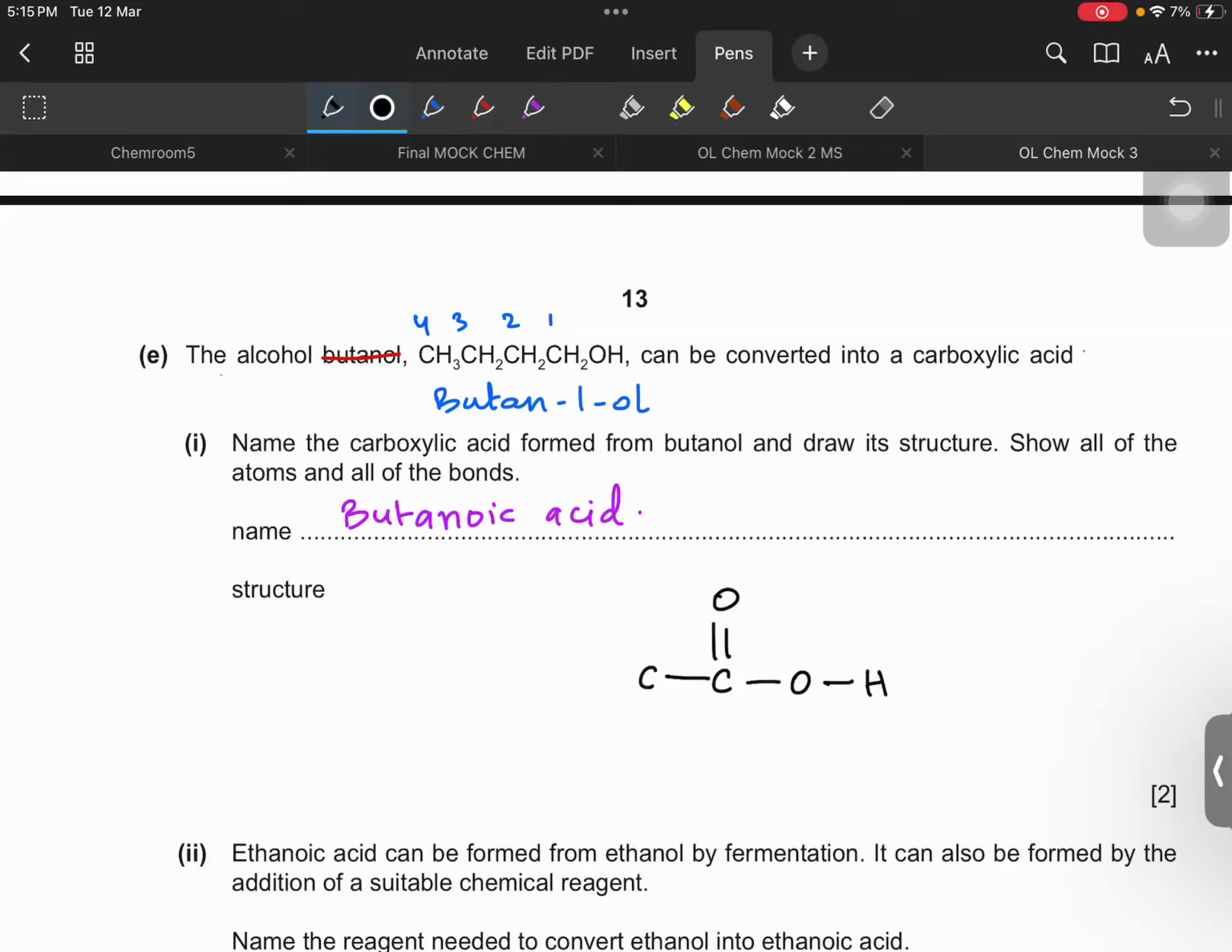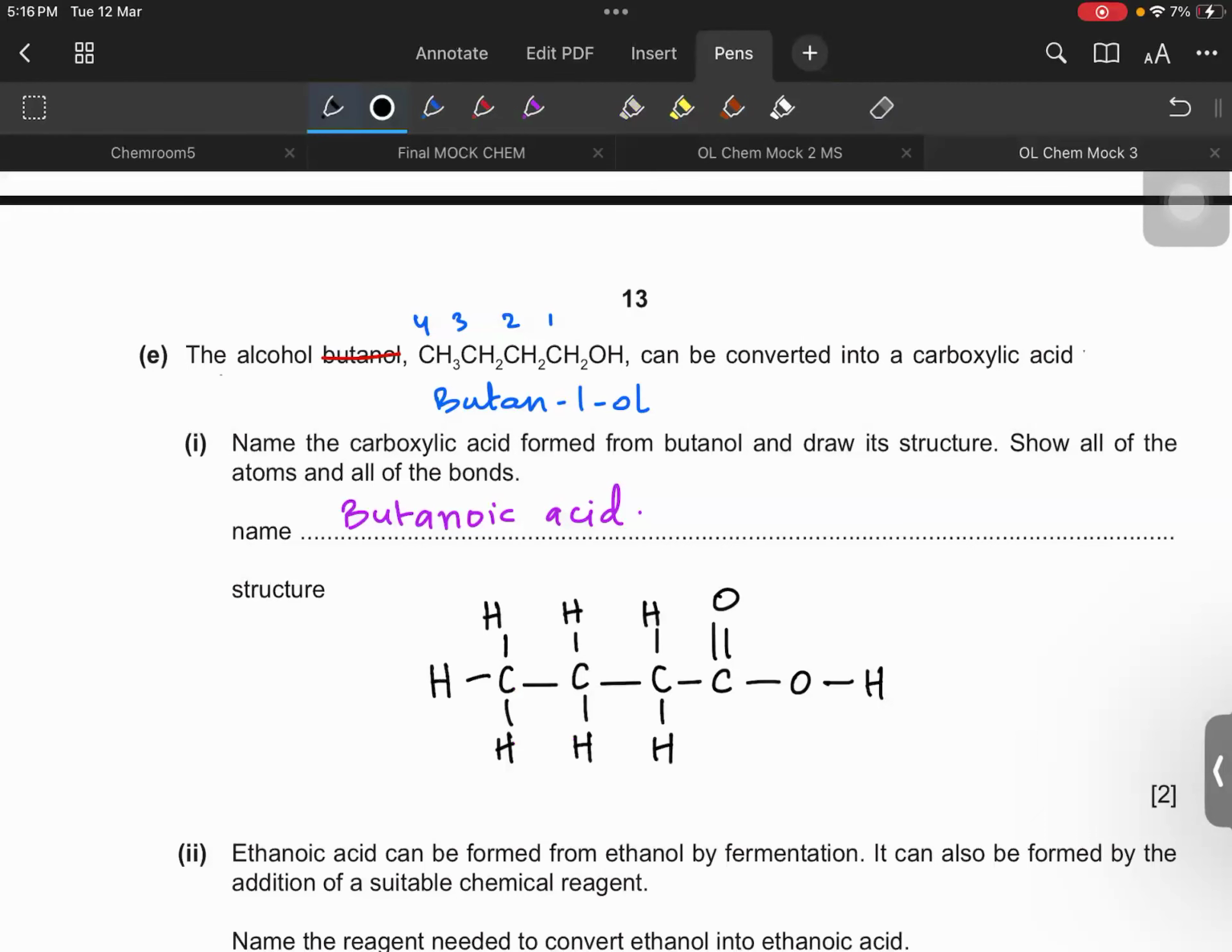By the way, what was the chemical that converted butanol into butanoic acid? Oxidation with potassium manganate(VII). Give the full name: acidified potassium manganate(VII). So butanoic acid was made like this.